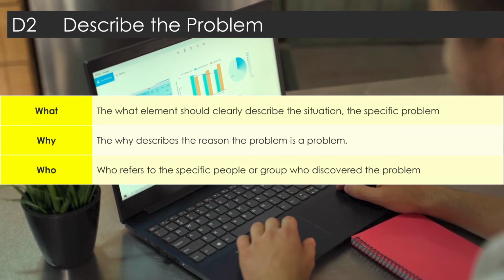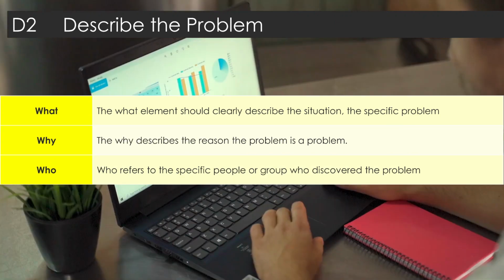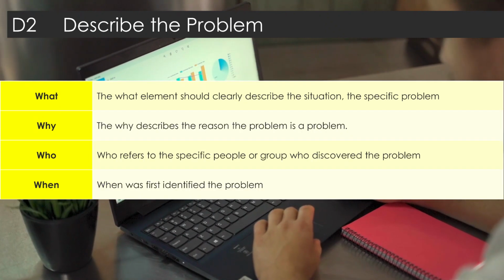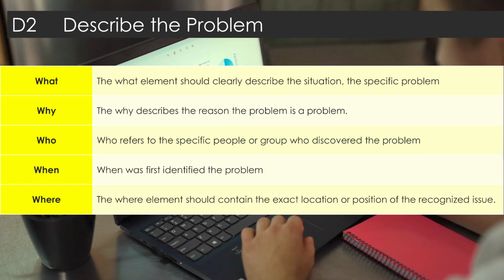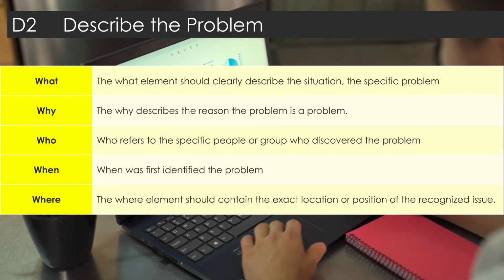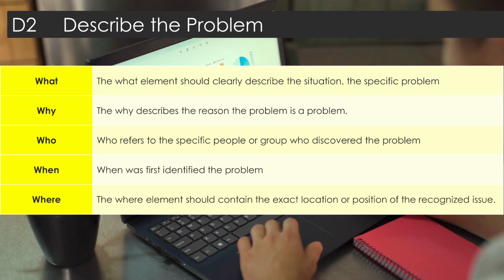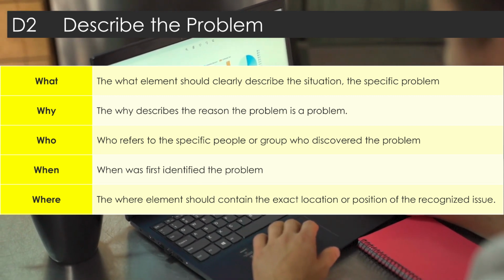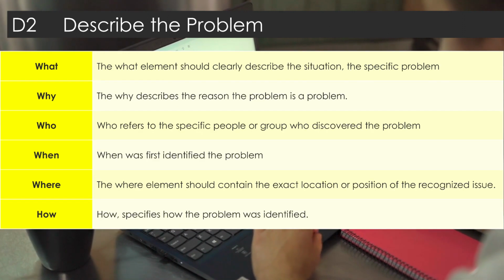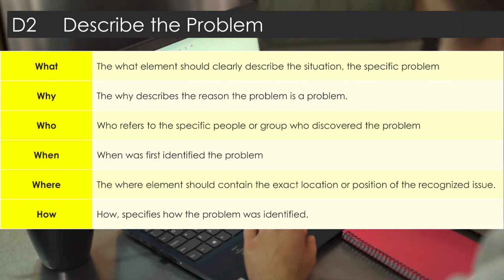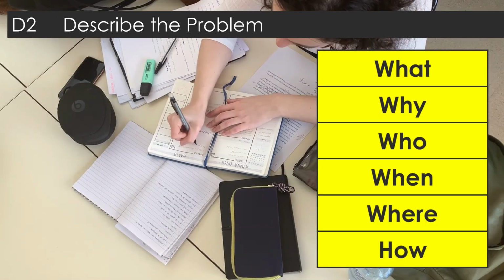The who refers to the specific people or group who discovered the problem. The when is when the problem was first identified. The where element should contain the exact location or position of the recognized issue. It can be a place, facility, or even a certain process where a solution is to be implemented. The how, as the last element of the method, specifies how the problem was identified.